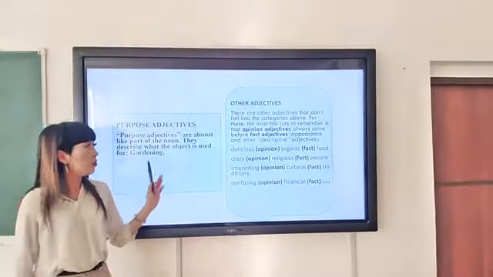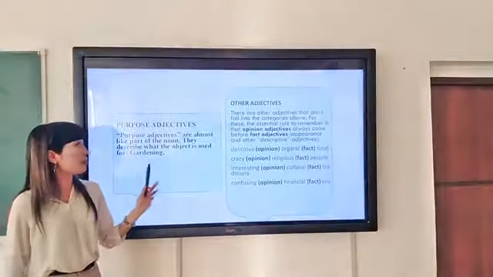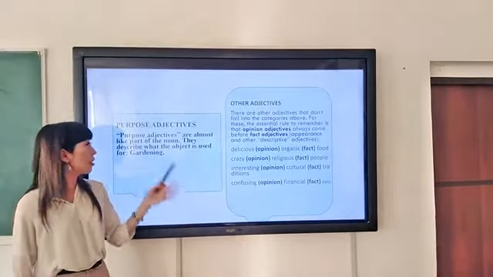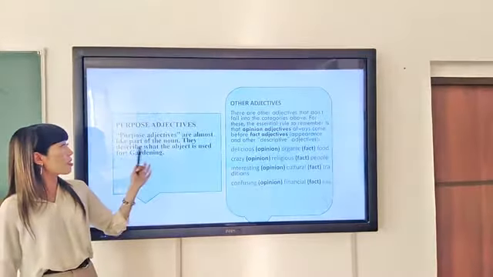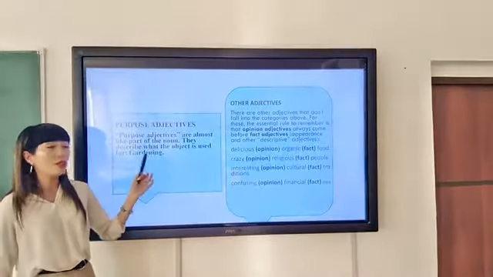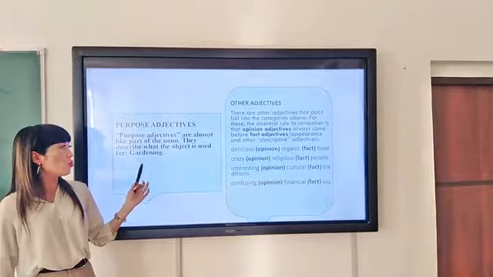So we have the last category. It is for purpose. Purpose adjectives, as you can see here, are almost like part of the noun, but they describe what the object is used for.